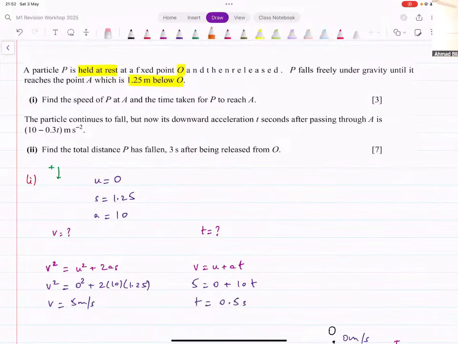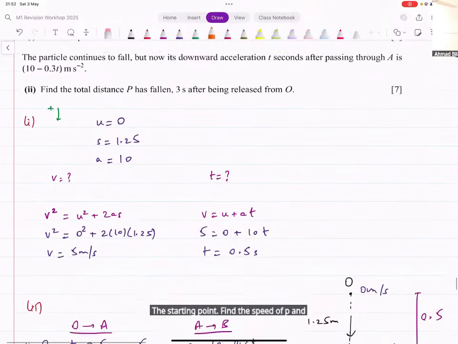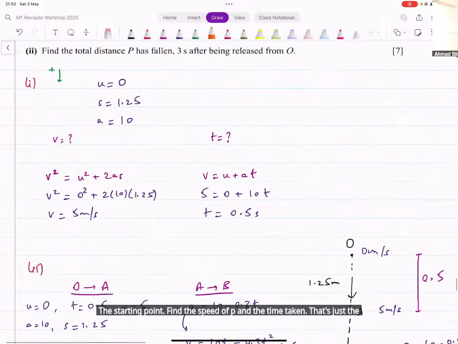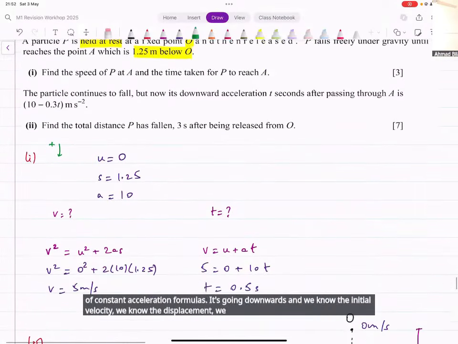Until it reaches the point A, which is 1.25 meters below O, the starting point. Find the speed of P and the time taken. That's just the use of constant acceleration formula that's going downwards. And we know the initial velocity, we know the displacement, we know the acceleration. We can find the final velocity and the time.